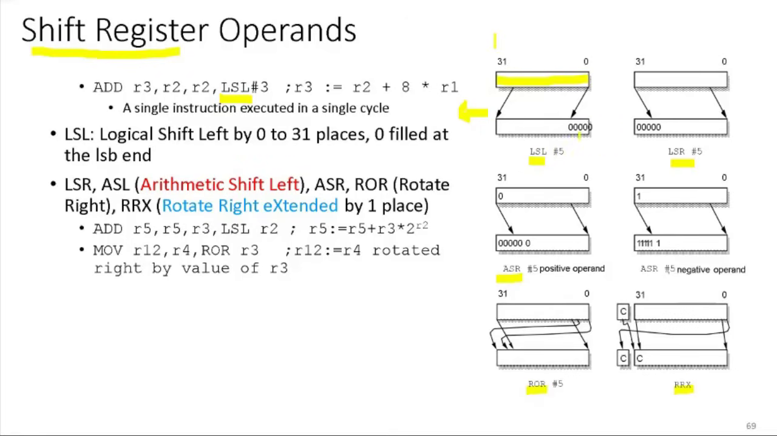When you are shifting the number, this side will be empty, so we are adding 5 zeros here. If it is #3, it will add 3 zeros. Then it is added, and the result will be stored in the R3 register. Likewise, we have logical shift right, arithmetic shift right, rotate right, and rotate right extended. These are the shift and rotate instructions available.